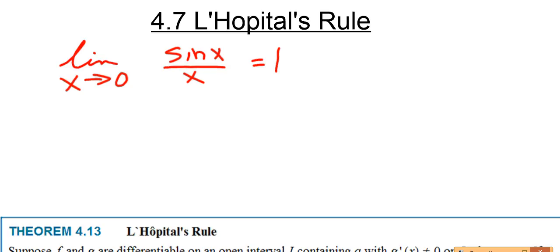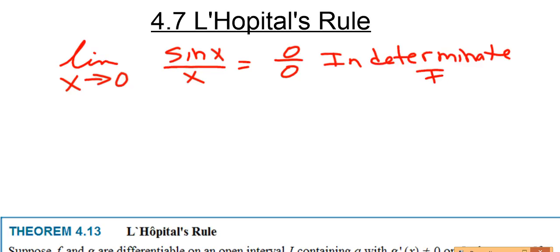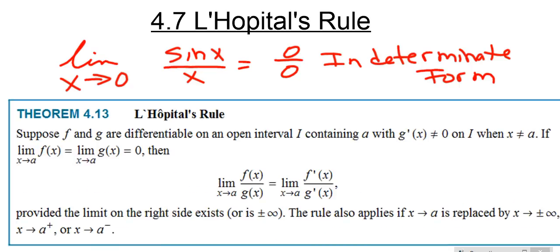But otherwise, if we were to do direct substitution, we would have 0 over 0, which is not allowed. So we call this indeterminate form. It's the indeterminate form of 0 over 0. So there's got to be some way we can deal with finding this limit in a better way. And it turns out that we call it L'Hopital's rule.